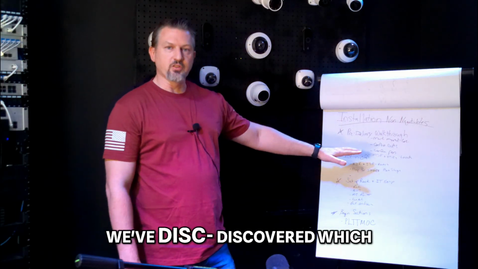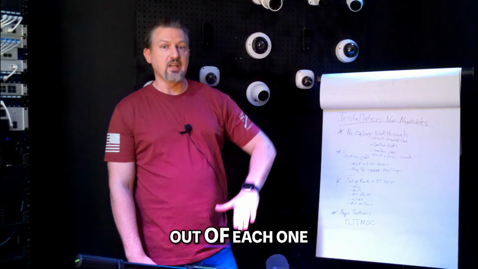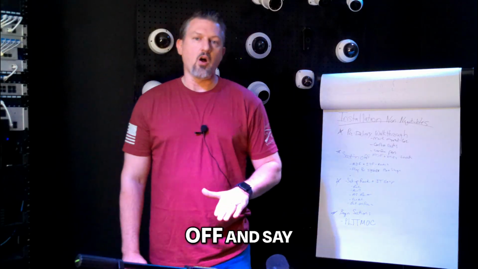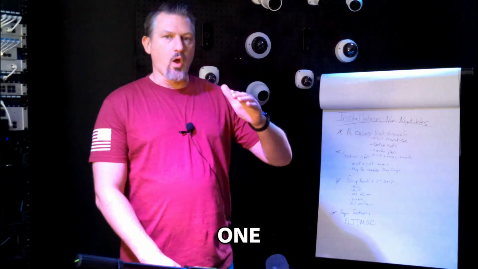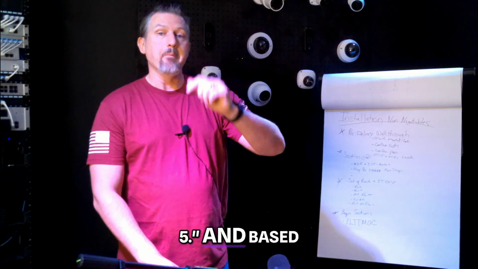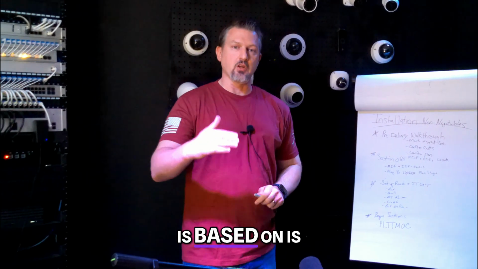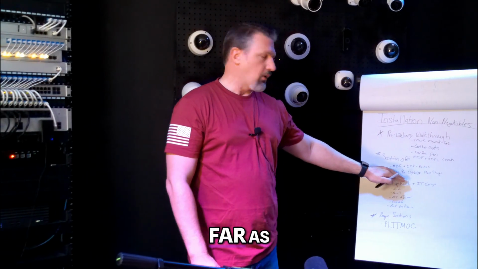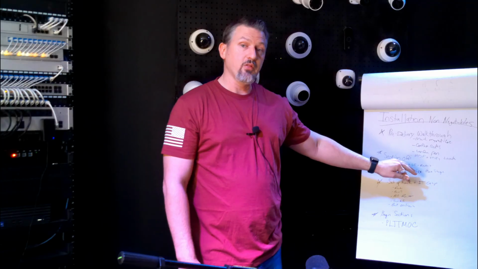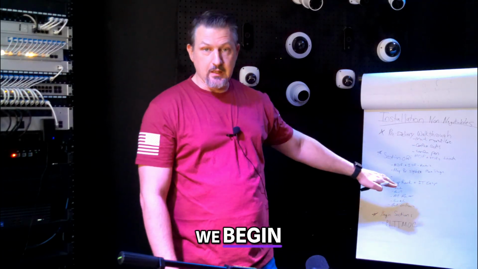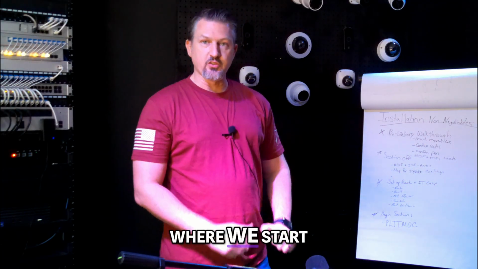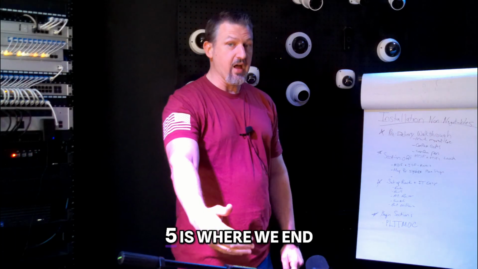Once we've done that, we've discovered which routes are going to come out of each one. We're going to section this off and say this is section 1, 2, 3, 4, 5. The section numbering is based on the priority in which we begin. Section 1 is where we start. Section 4 or section 5 is where we end.